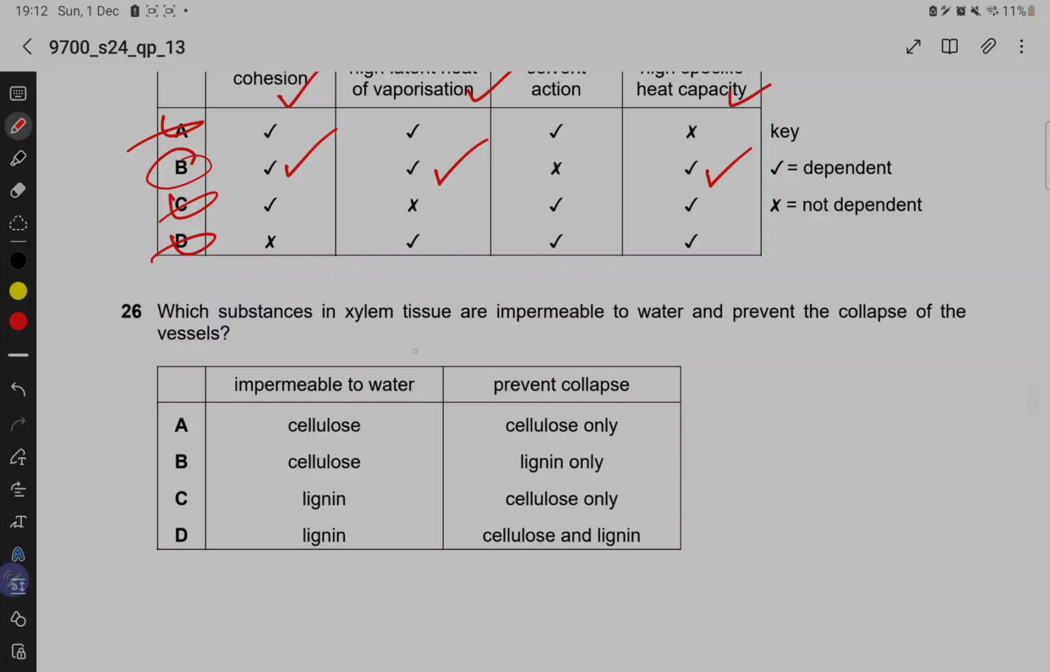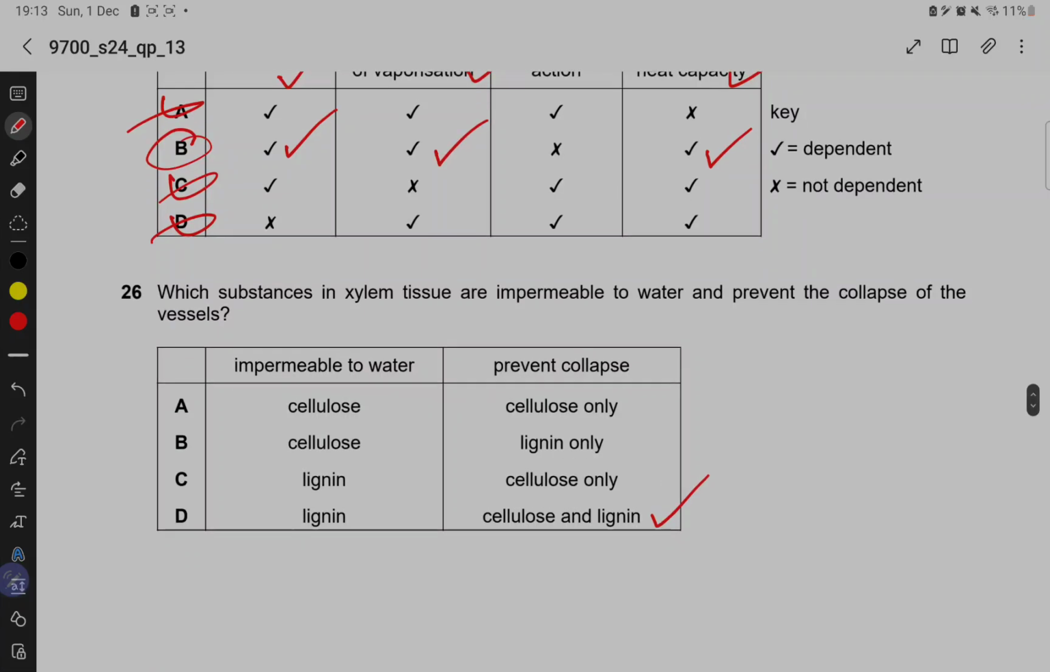Which substances in xylem tissue are impermeable to water and prevent collapse of the vessel? Now, preventing collapse is cellulose and lignin. There's a reason for all the hydrogen bonds in the cellulose, to make it strong. How impermeable to water is just lignin. Cellulose is permeable to water.